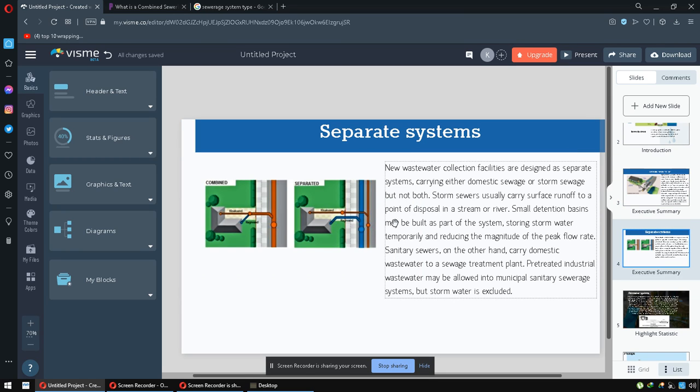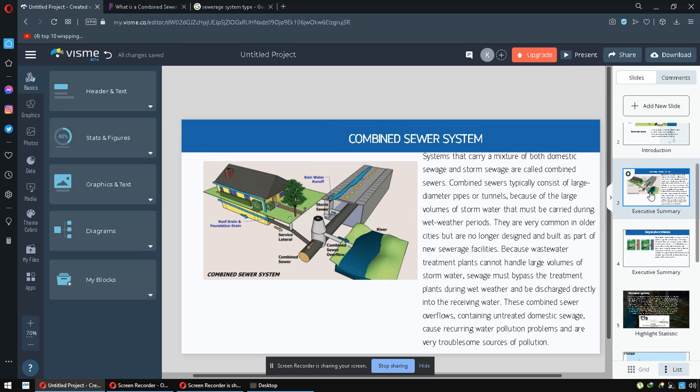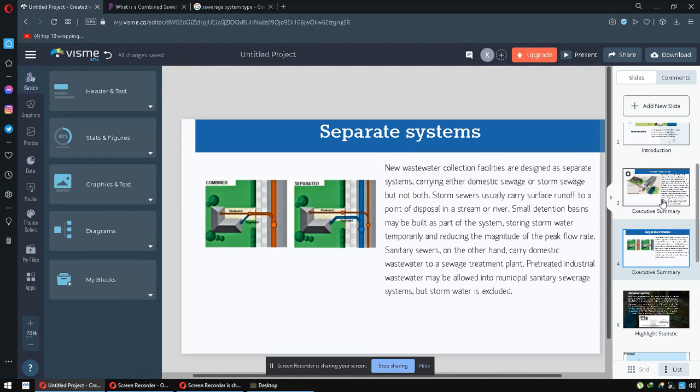The second kind of sewer system is the separate system. So looking at the picture, this is the difference between the combined one and the separated one. There are two pipes used in this sewer system. New wastewater collection facilities are designed as separate systems, carrying either domestic sewage or storm sewage, but not both.